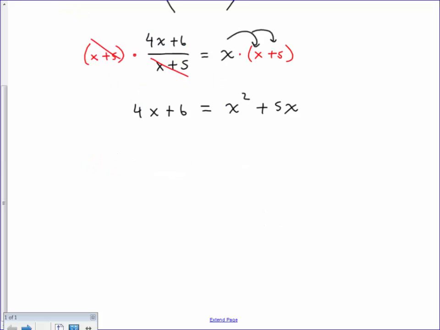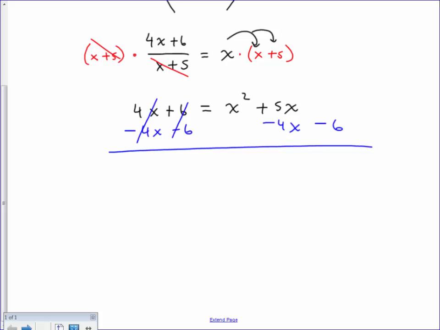Now, since this is a quadratic equation, we need to get 0 on one side. I will do that here by first subtracting over the 4x and then also subtracting over the 6. These two would cancel, leaving me 0 on the left, and then I would have x squared plus 1x minus 6 on the right side. From here, factor to solve.